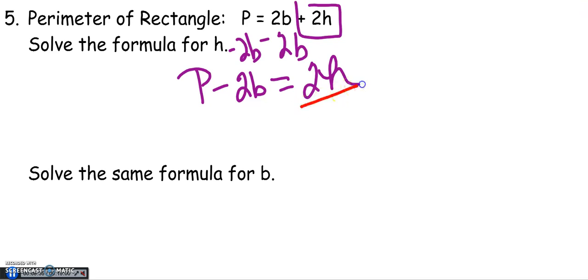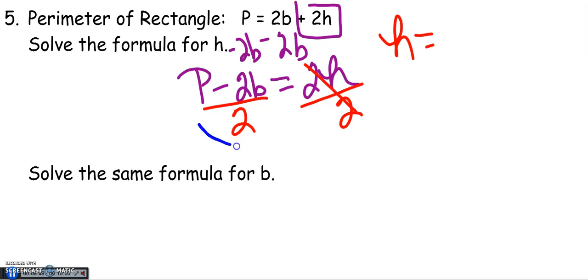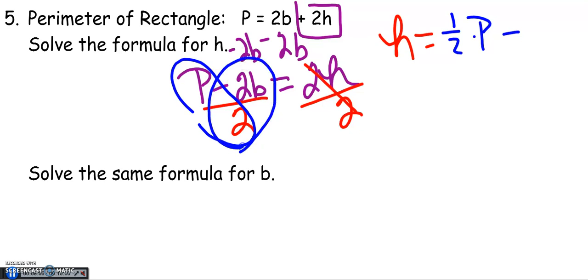To get just h, we need to divide everything by 2. So over here, the 2's cancel out, so we just have the h. And if we do our pretzel, that would give me 1/2 times the perimeter. And if we go this way, those 2's are going to cancel out, so it would just be minus b. So 1/2 times the perimeter minus the base.